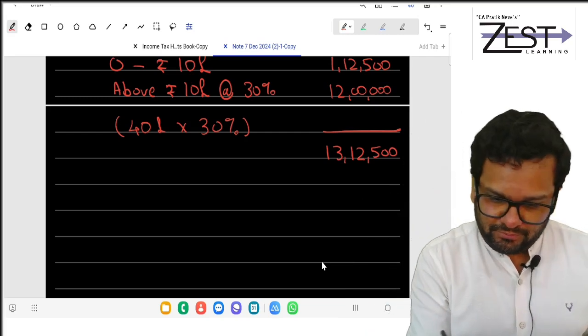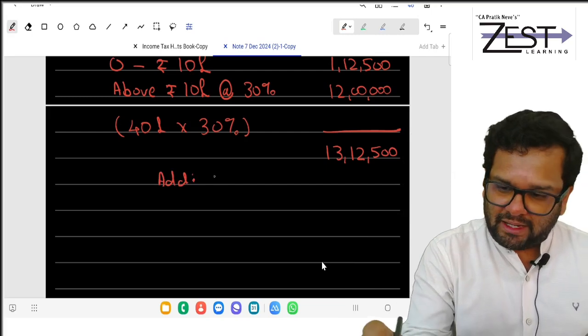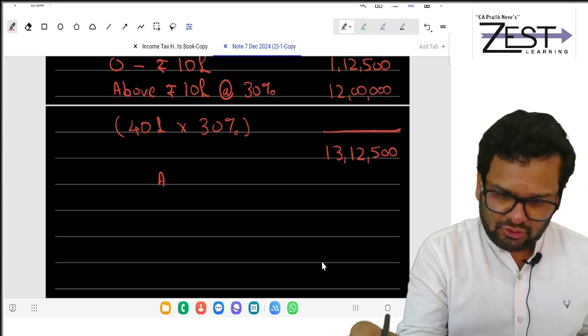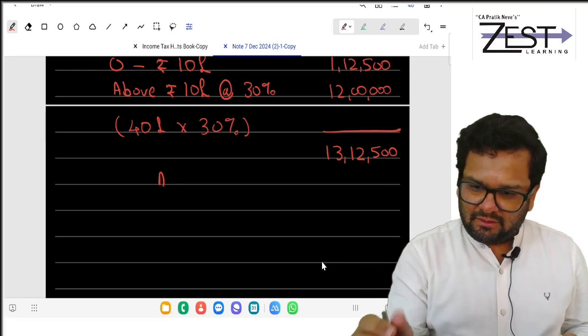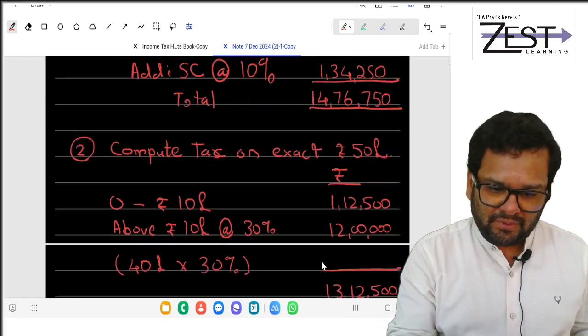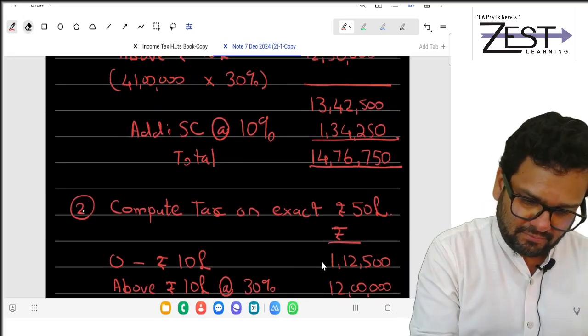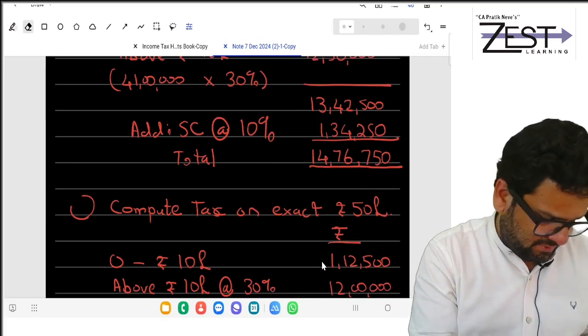Now what will you do? Don't add anything. Surcharge is not there. Health and education cess will not be considered. Did you get 13 lakh 12,500 in your B step? Done with B step.